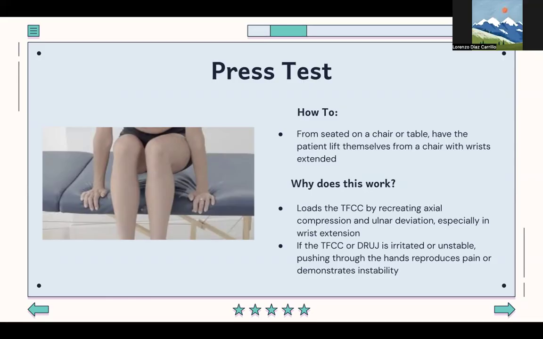When the client pushes up from a seated position using their hands, the wrists are placed into extension and slight ulnar deviation. This creates an axial load through the distal ulna and the TFCC. This is also very similar to the forces experienced during daily activities like getting out of bed, using a mobility aid, or pushing a door open, especially if it's a heavy one. So again, if there's a TFCC tear or DRUJ instability, this position will reproduce pain, cause discomfort, or even feel like the wrist is giving out or giving way.